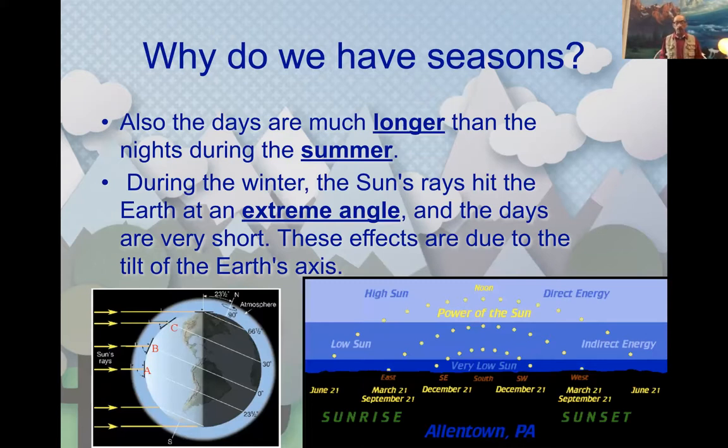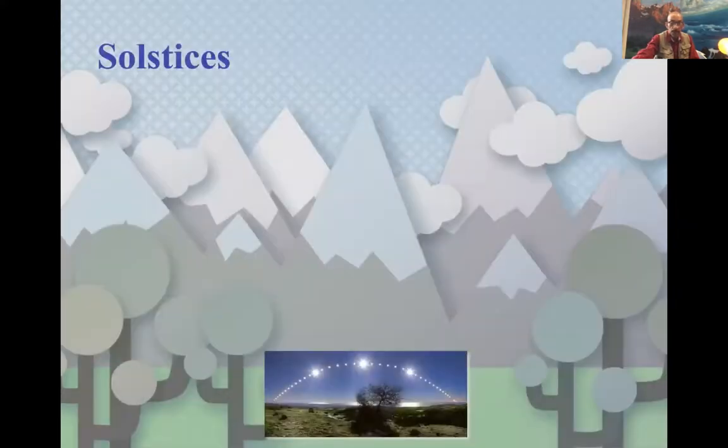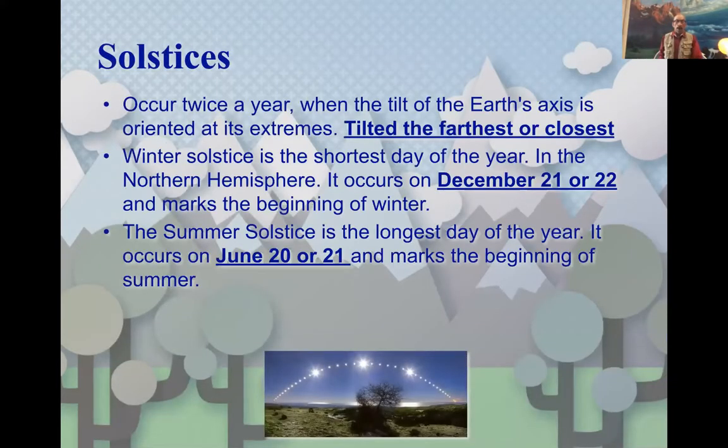I believe there was a question asked from the last section about what's the shortest day of the year, or what's the longest day of the year. And I'm going to cover that because we are talking about the solstices when we refer to the shortest day and the longest day. Solstices. These solstices occur twice a year when the tilt of the Earth's axis is oriented at its extremes, tilted the furthest or the closest.